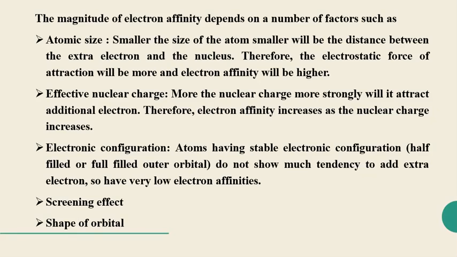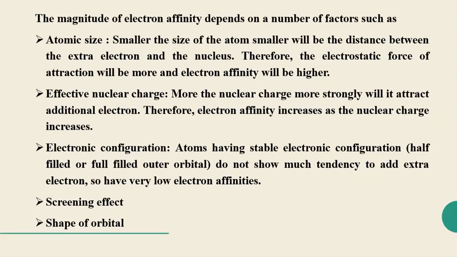Then another factor is the screening effect. As you know, the more the screening effect, the more the effective nuclear charge for the outer electron decreases. That means it decreases the electron affinity, because the electrons present between that extra electron, which is entering the outermost orbital, and the nucleus screen the attraction between the electron and the nucleus.